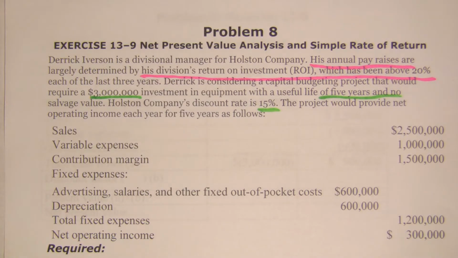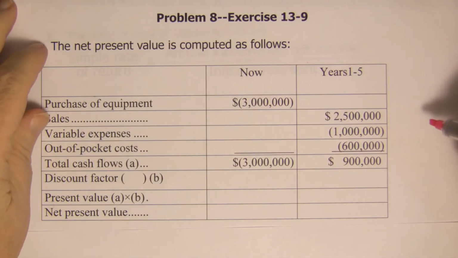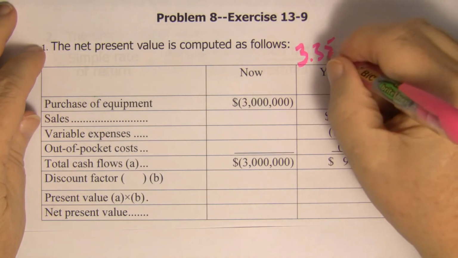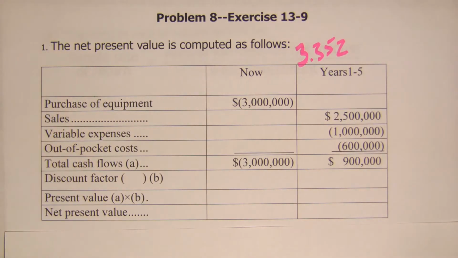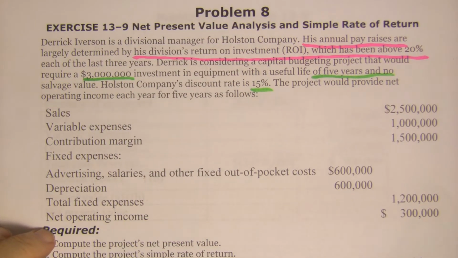So, let me write that down before I forget it. Yeah, I've already forgot it. 3.352. If that wasn't the number I said earlier, that's the new present value factor. I just made it up. Okay, so let's take a look. They're the facts they've given us. I just took the facts from this page and copied them over.